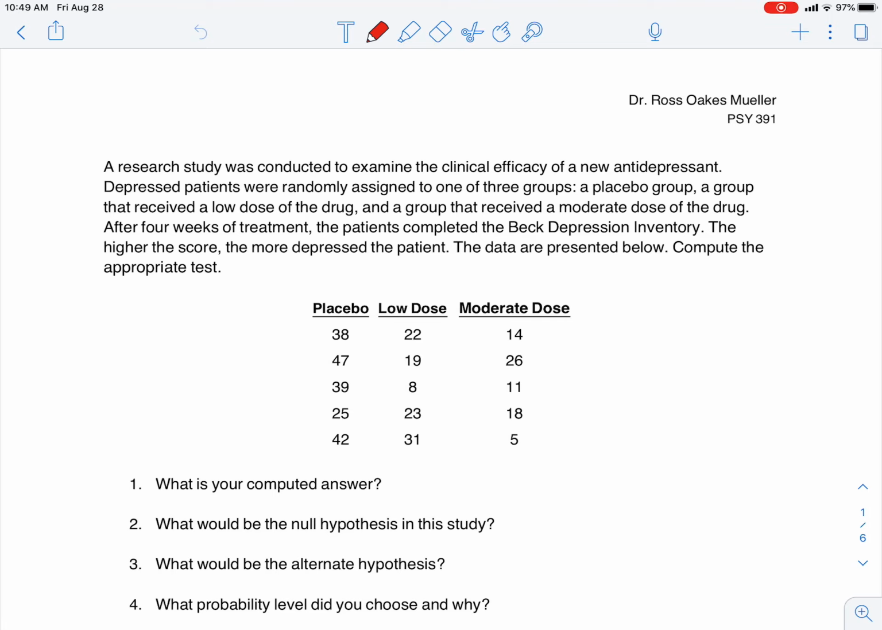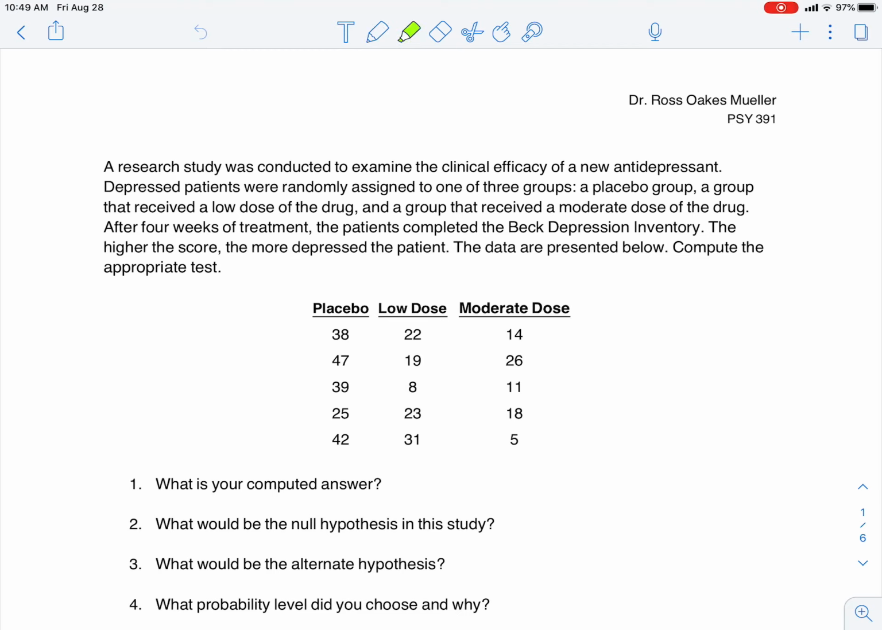So here, a research study was conducted to examine the clinical efficacy of a new antidepressant. In other words, does the antidepressant work? Depressed patients were randomly assigned to one of three groups: a placebo group, a group that received a low dose of the drug, and a group that received a moderate dose of the drug. After 4 weeks of treatment, the patients completed the Beck Depression Inventory. In other words, the outcome here is depression. The higher the score, the more depressed the patient, and the data are presented below.